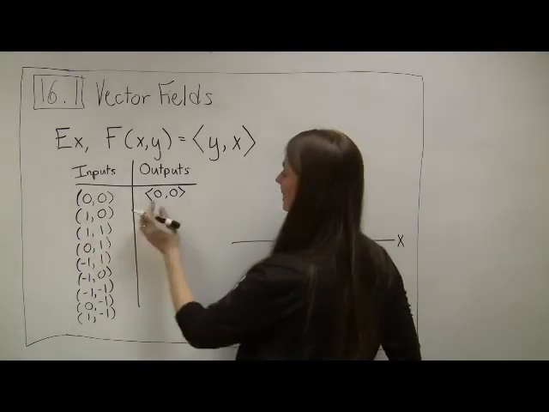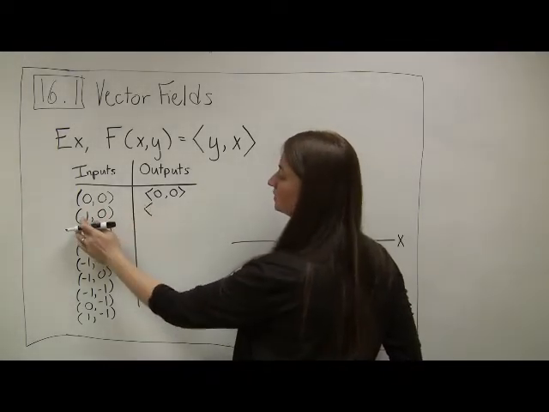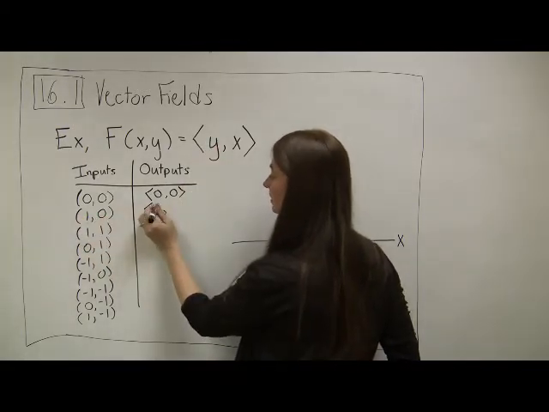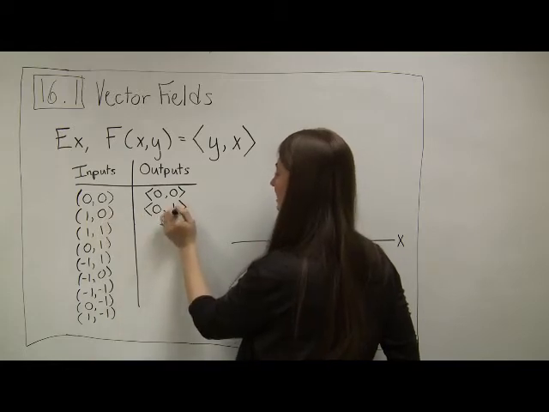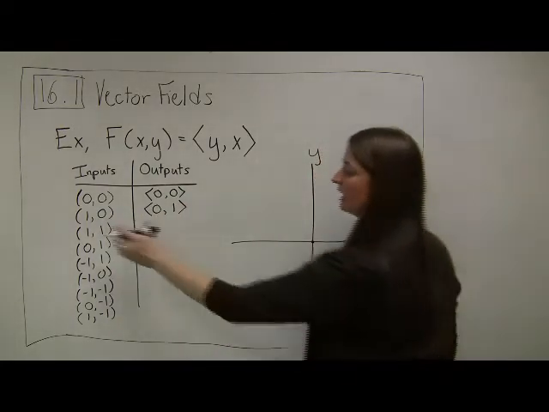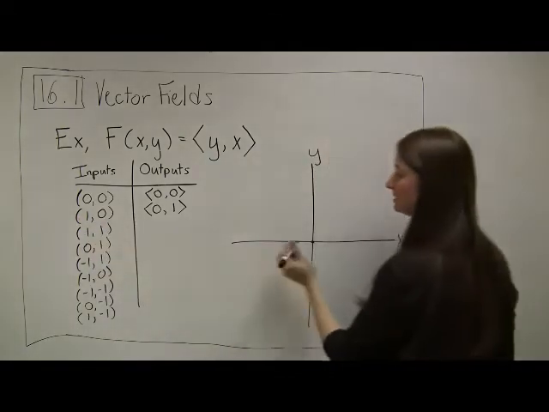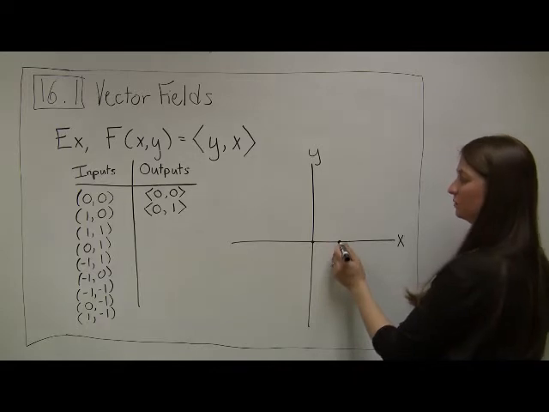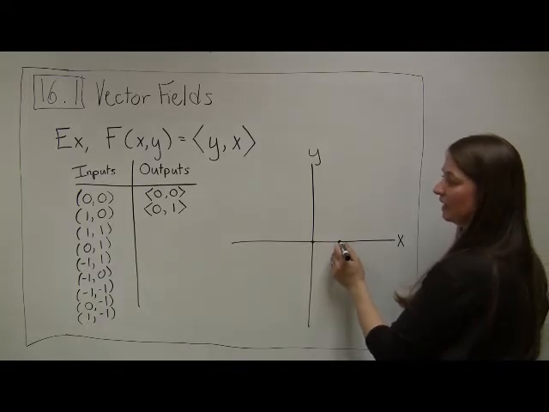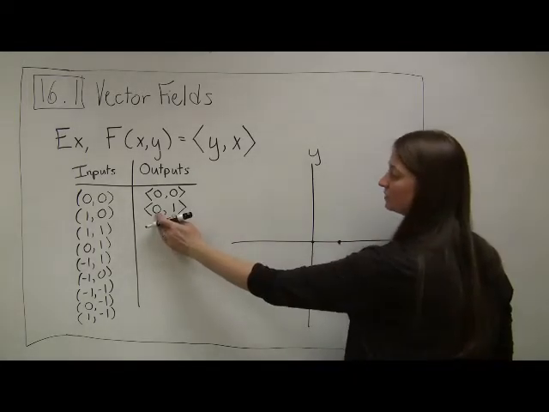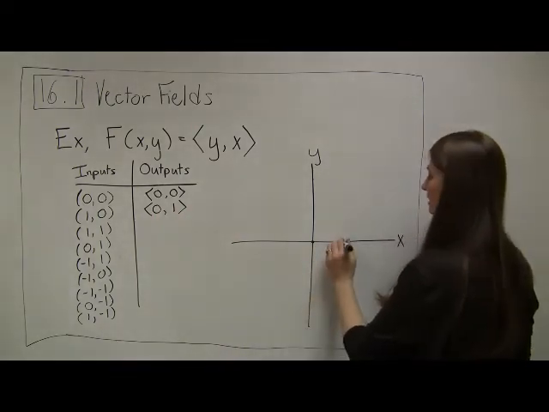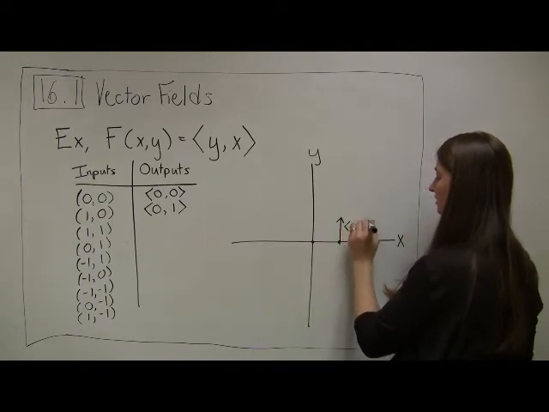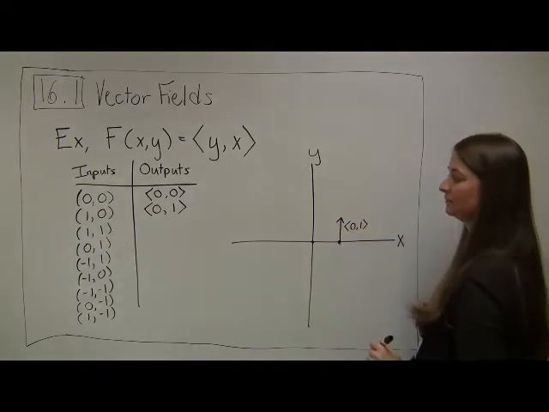But for the next one, I see that if I input the point 1, 0, I get an output that's a vector where my y component is 0 and my x component is 1. So when I plot this on my graph, I'm going to have my base point, the input into this, be the point over 1 up 0. So here's my point 1, 0. And I'm getting out a vector that's 0 in the x direction and 1 in the y direction. So my vector is the vector 0, 1, emanating from this base point.